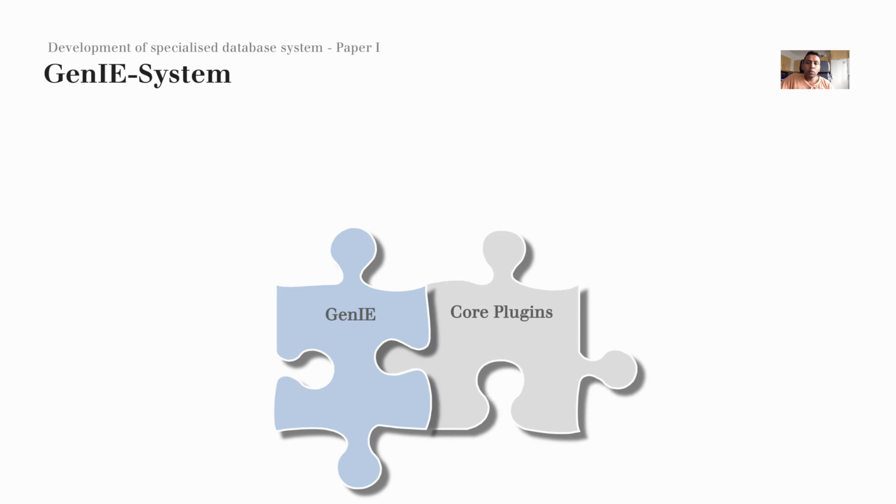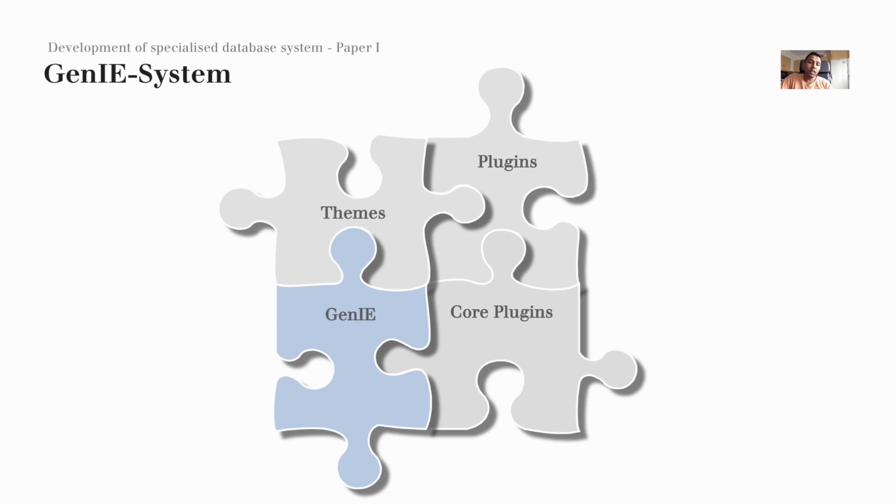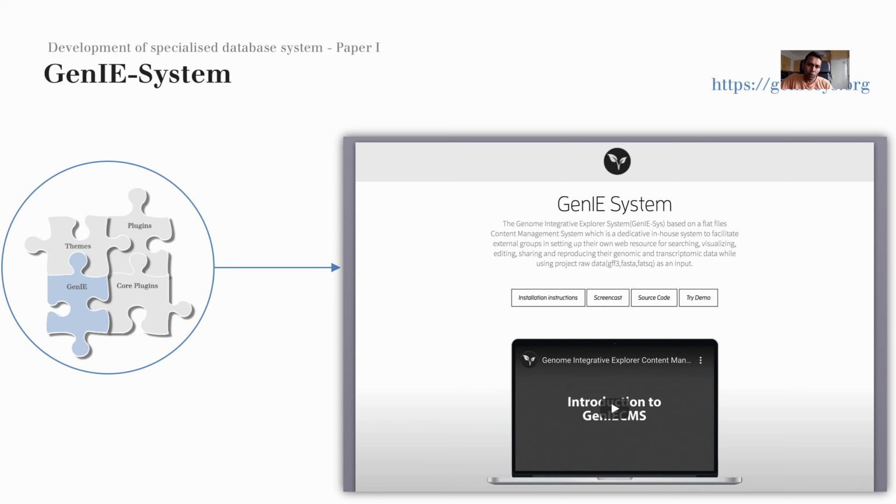The system contains four basic components. The main Genie system, core plugins. Users can easily convert their tools into plugins. It is also possible to change the entire layout using different themes. The entire system is free and open source, and can be downloaded.